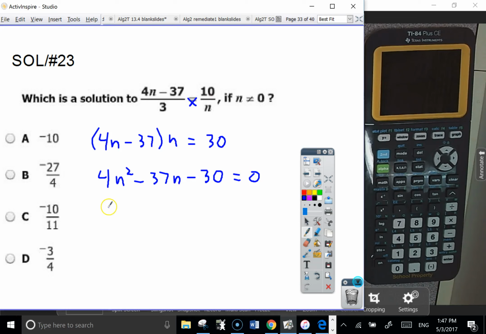Okay, you could factor. Is it factorable? Are there factors of negative 120 that add up to negative 37? Negative 40 and positive 3? That would have worked. What else? What if you don't remember how to factor? You could use the quadratic formula, right? That's given to you. What else?